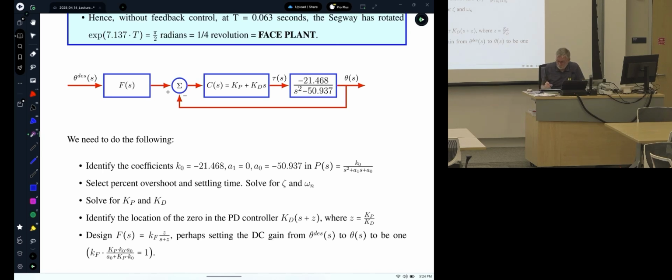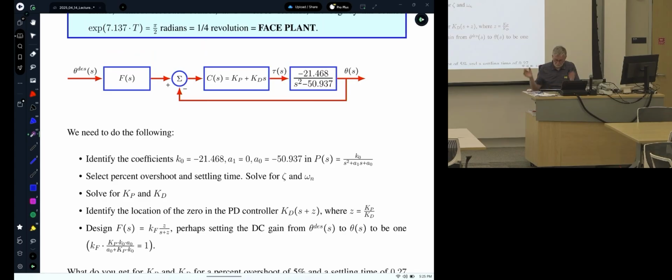So here's the transfer function from torque to lean angle. We're going to use the one tool that we've learned in this course for control, a PD controller, and then we'll fix up the zero that's being added and the DC gain with a pre-compensator, okay?